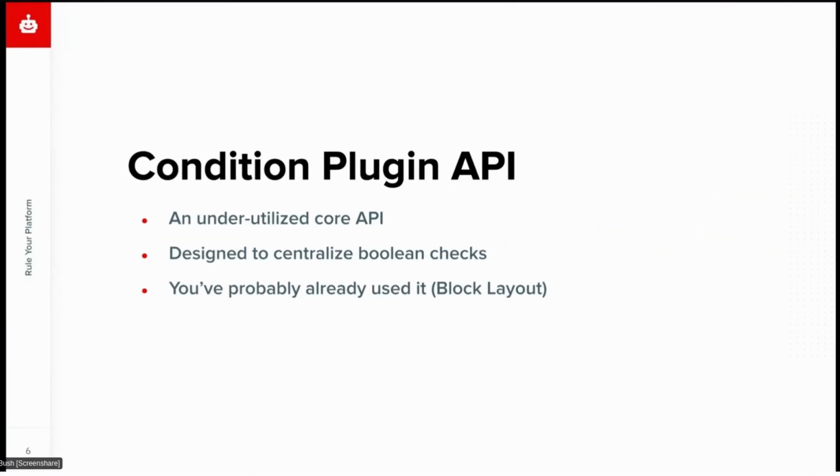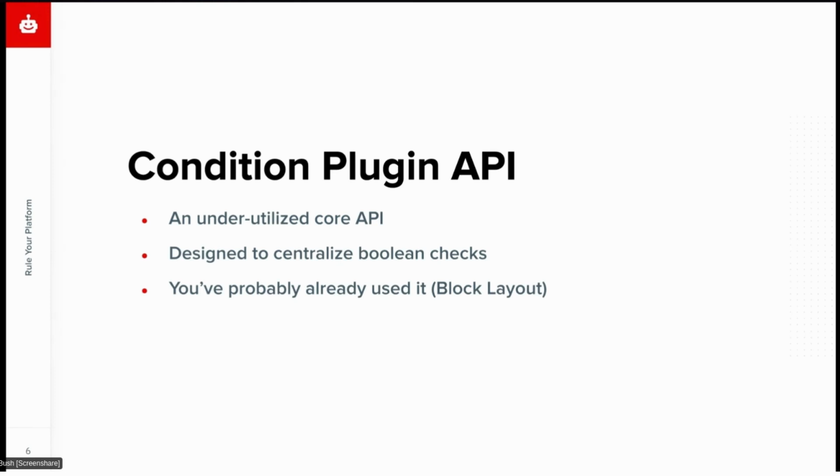So first off, who here knows what the Conditions API is in Drupal? Half at the back, nice. That surprises me, but it also doesn't, because I also didn't know anything about it really until recently. But essentially, it's a super underutilized API, in my opinion. And what it's designed to do is to allow you to create plugins to centralize logic around Boolean checks, true or false checks. And you've probably used it, you just didn't know you were using it.